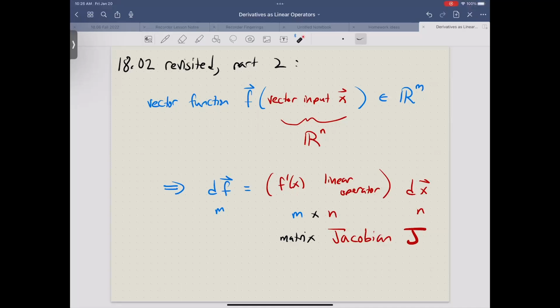And then when we ask, same thing, if we change the input vector by a little bit, then there's some change in the output vector, which we call df. The change in the output vector has m components. The change in the input vector has n components in some arbitrary direction. And f prime is the linear operator that goes from the change in the input, n components, to a change in the output, m components. The way we typically describe such a linear operator is an m by n matrix, right? That's what you would multiply by a vector with n components to get a vector with m components. And we call that m by n matrix the Jacobian J.